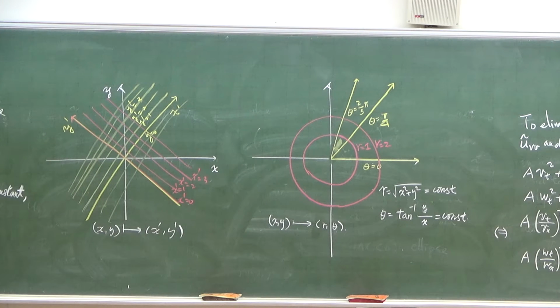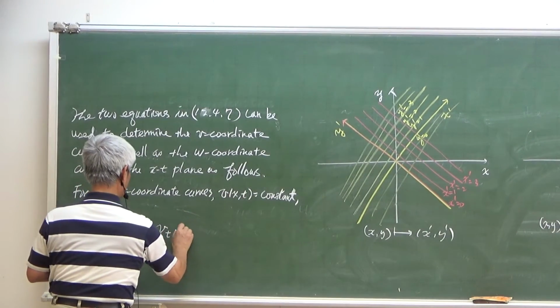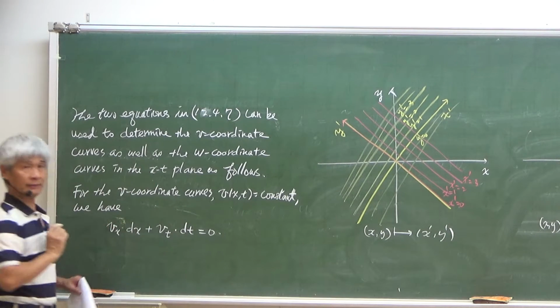Okay. So now we try to solve to find the v-coordinate curves. And how do we find that? We know that by taking the total derivative, we have Vx times dx plus, because it's constant, right? Vt times dt is equal to zero, right?